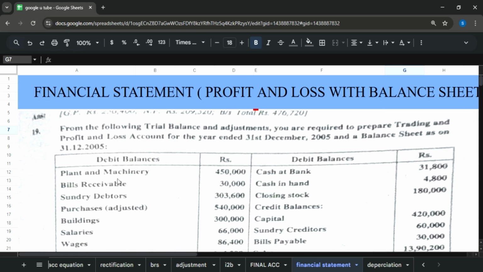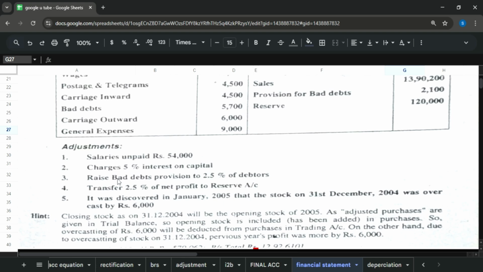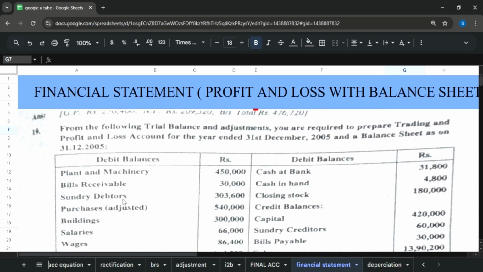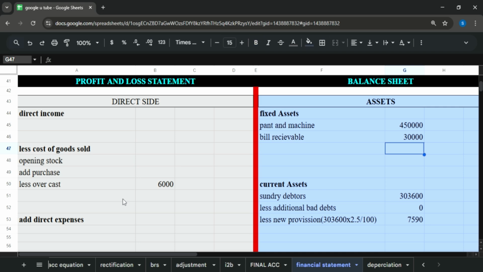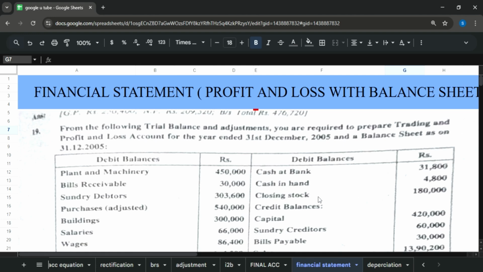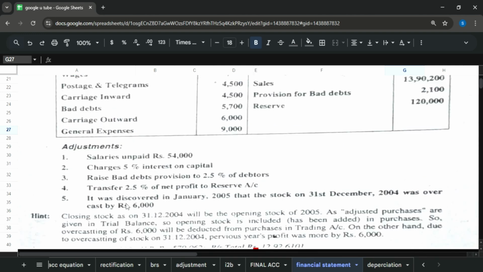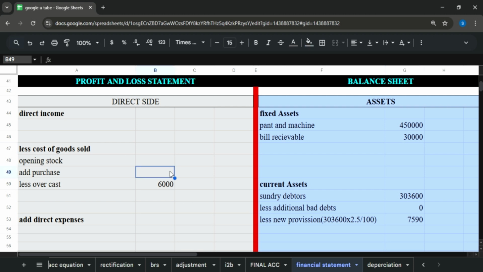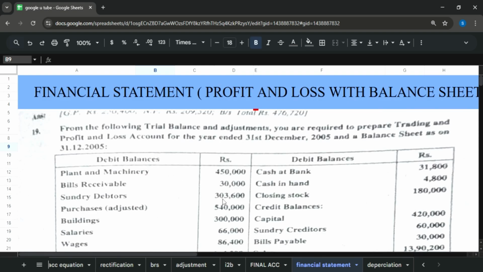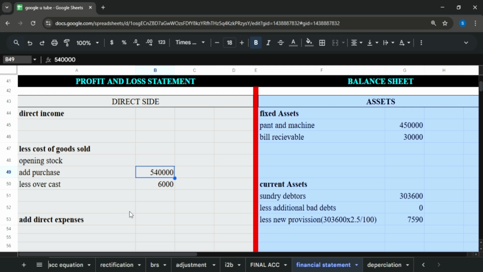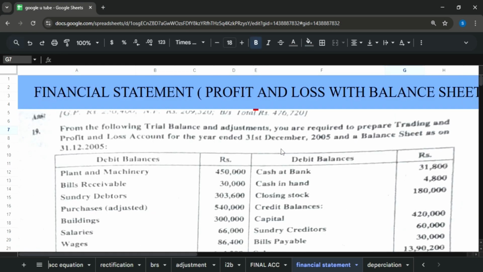Bills receivable 30,000. Let's get back. Then we have sundry debtors, and these sundry debtors are already written, 303,600. And next purchases 540,000. Here you will write 540,000 purchases. Next, building is your fixed asset. Here, the amount of building is 3 lakh.